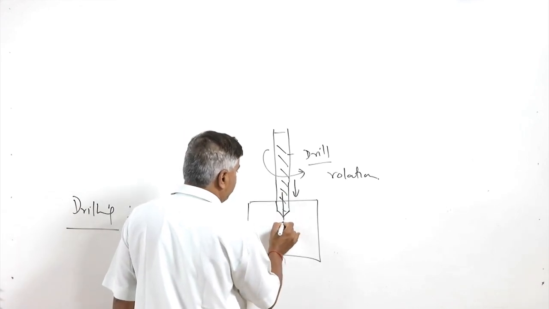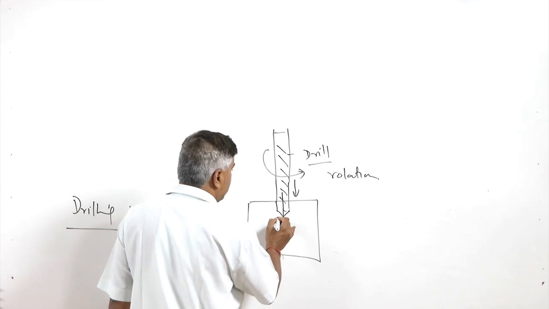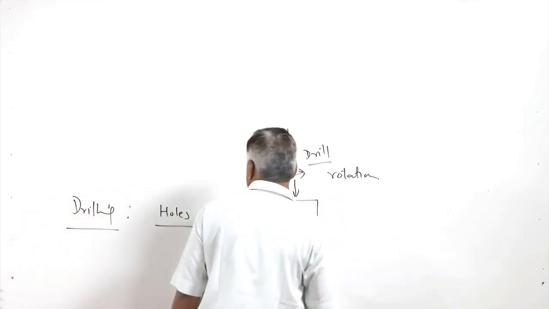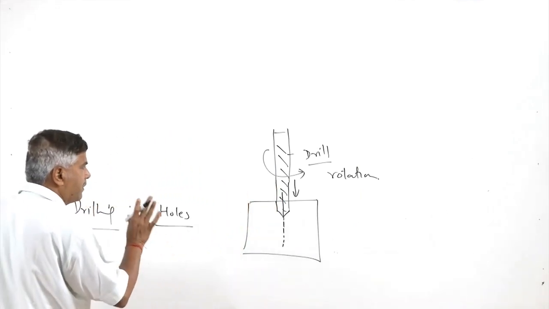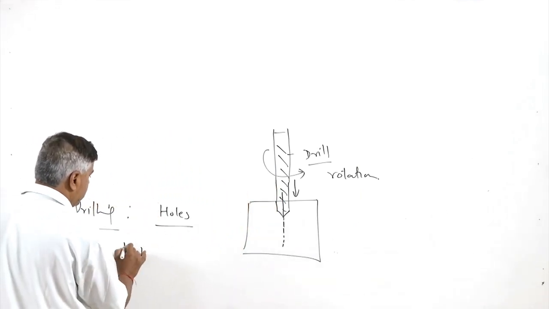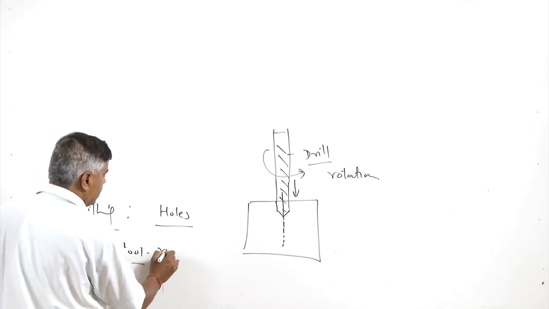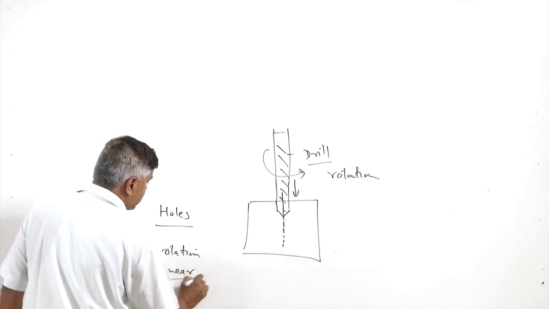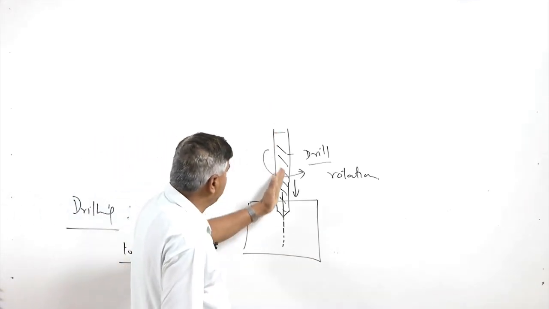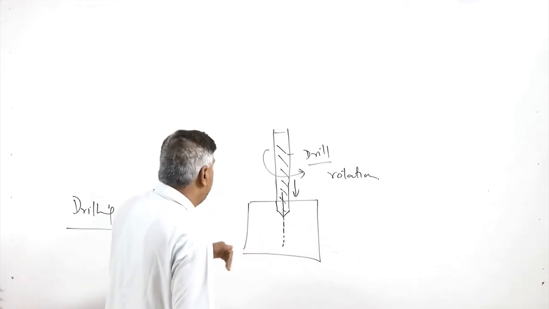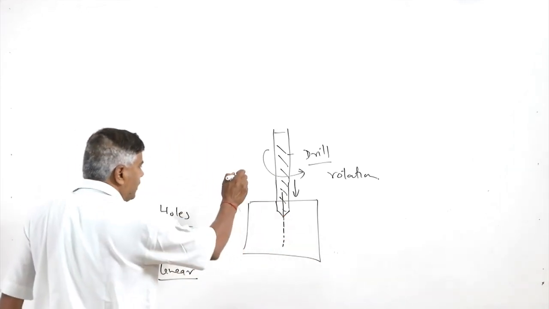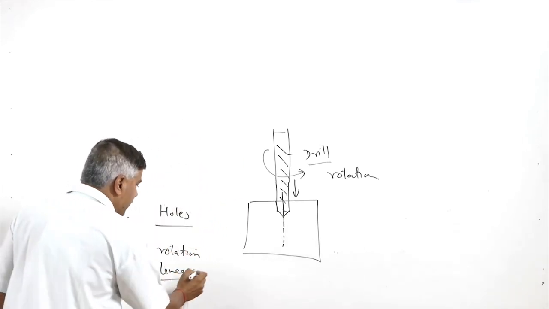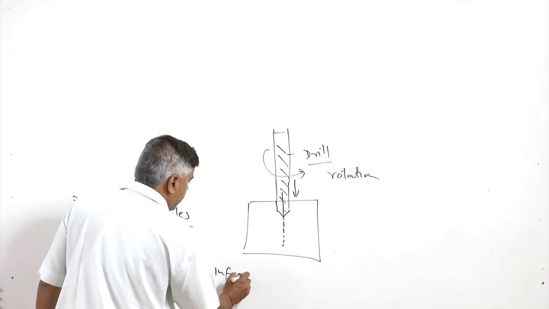So, the drill is fed deep into the workpiece until the required depth of the hole is realized. In this case the workpiece is fixed, but the tool is given two motions. One is the rotational movement and another is linear movement. The linear movement is parallel to the axis of rotation of the drill, and it is given in the form of feed.